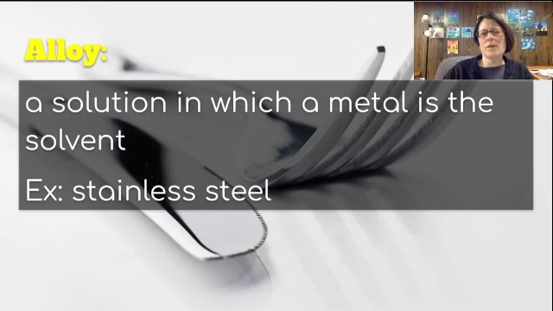And another type of solution I want to talk about, which we don't usually think of as a solution, is an alloy. This is a solution in which a metal is the solvent. And so there are actually solid solutions. And an example is stainless steel. So any metal alloy, something like brass, bronze, all of those, they are actually solutions. They are solid solutions. Even my rings are jewelry. My rings are gold, but they are not solid gold.